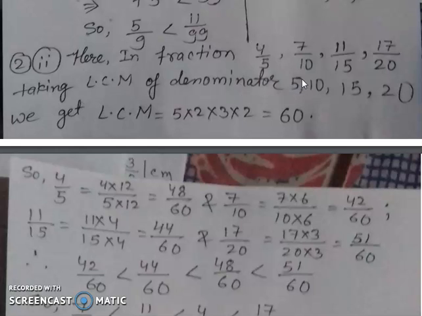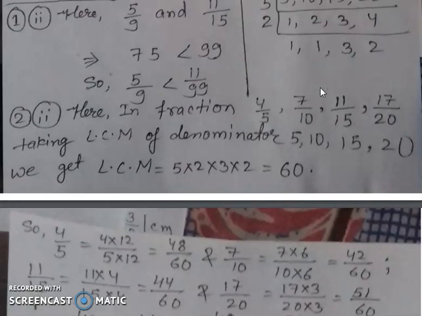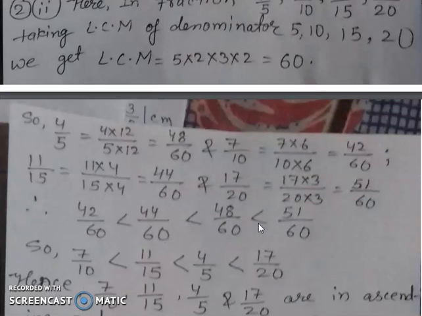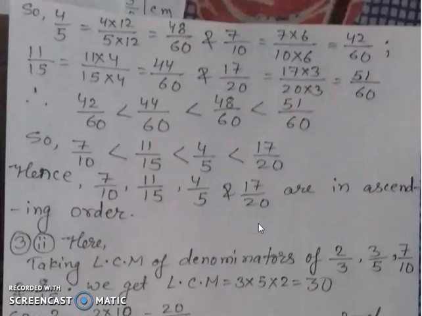Taking the LCM of the denominators. I had taken the LCM of the denominators 5, 10, 15 and 20. You can see here I had done the rough work with 5. 5 1 is 5, 5 2 is 10, 5 3 is 15 and 5 4 is 20. And with 2 I had just reduced to 1, 1, 3 and 2. So 2, 3 2 is 6, 6 2 is 12 and 12 5 is 60. So we get LCM equal to 5 into 2 into 3 into 2. So 5 2 is 10, 10 3 is 30 and 30 into 2 is 60.